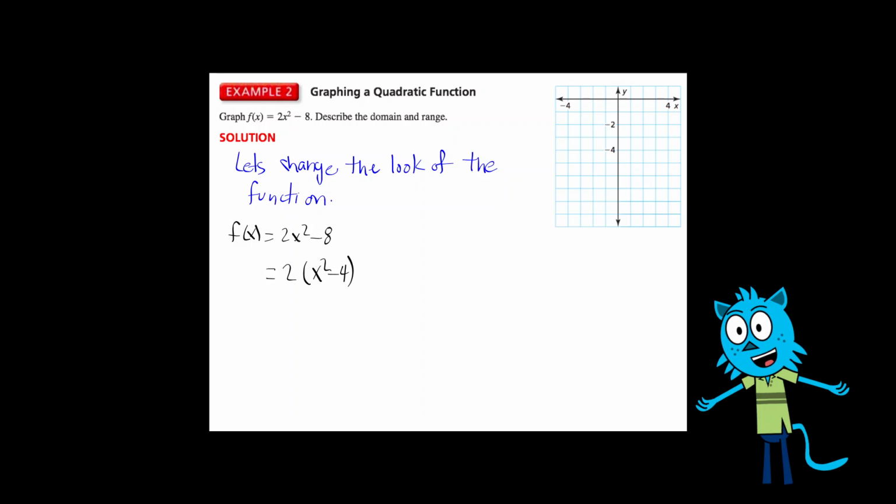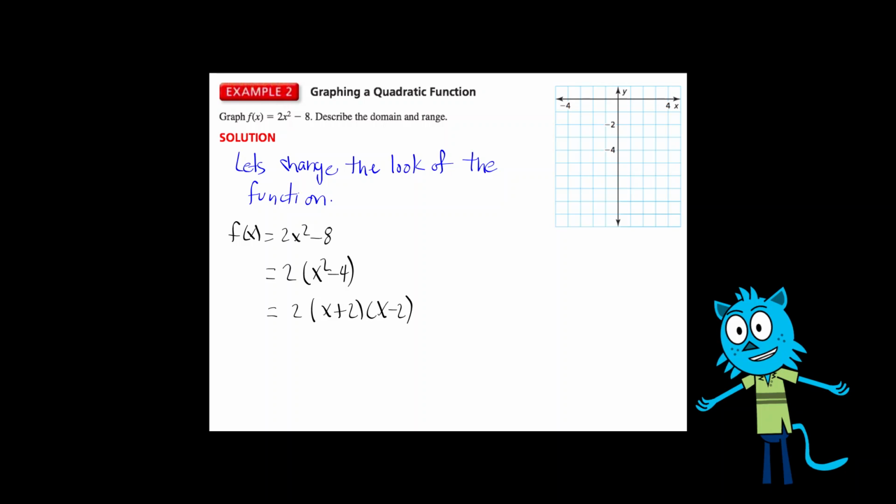The question is, where do we go from here? Well, if you notice inside of the parentheses, x squared minus 4, that's a difference of 2 perfect squares, meaning that we can factor that. So let's separate it into 2 quantities. It'll be 2 times the quantity x plus 2, times the quantity x minus 2. Another way to think about that, the square root of x squared is x, and the square root of 4 is 2, so we put 2 in each quantity, and the only difference is one is positive and one is negative.